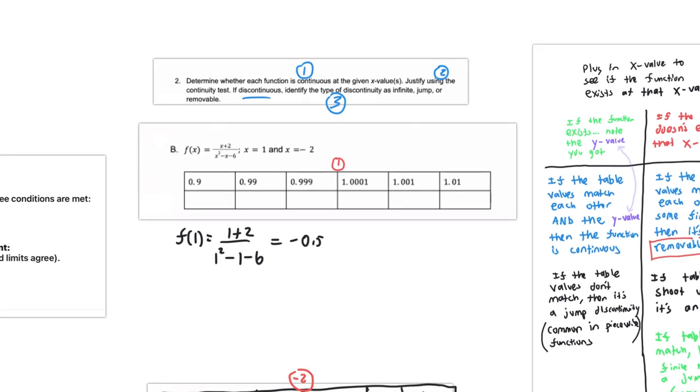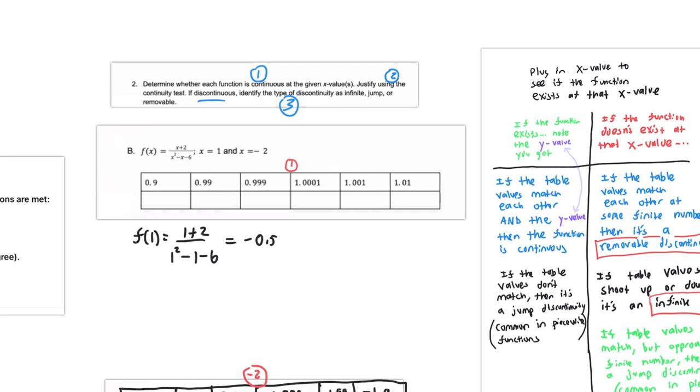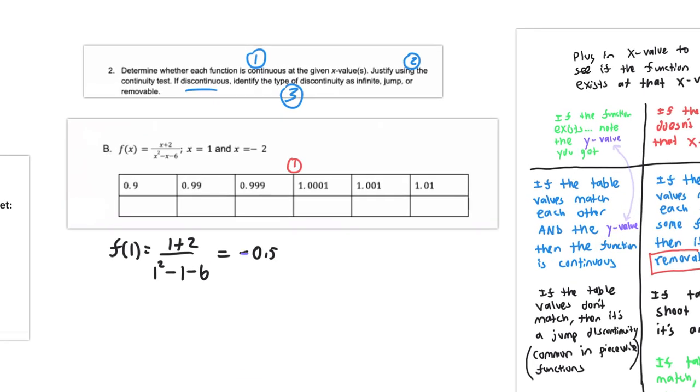Okay, so that is the special y value that we got. We discovered that the function does indeed exist, so we're going to note the y value that we just got, which is -0.5. We'll leave that there. Now, according to this column, if the table values match each other and the y value, then the function's continuous.